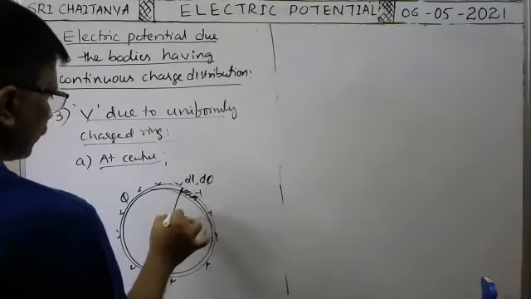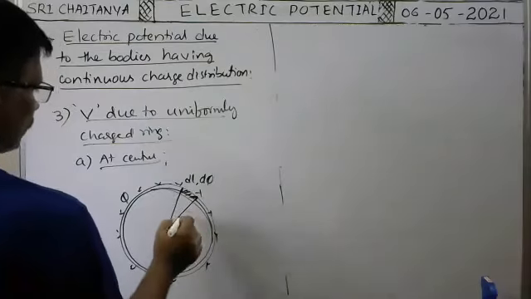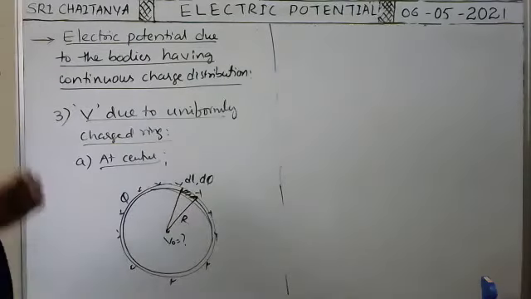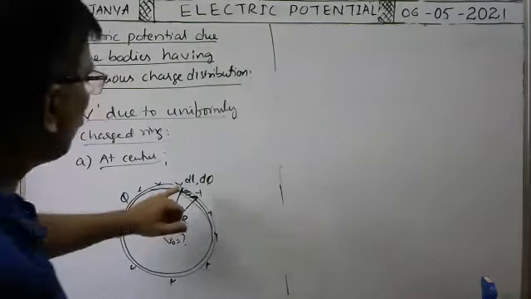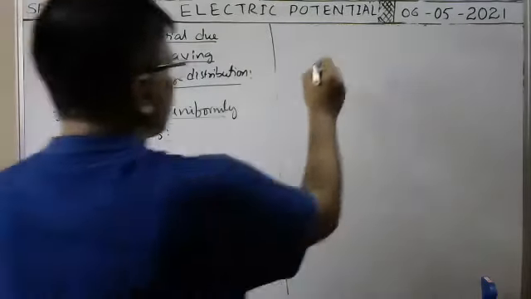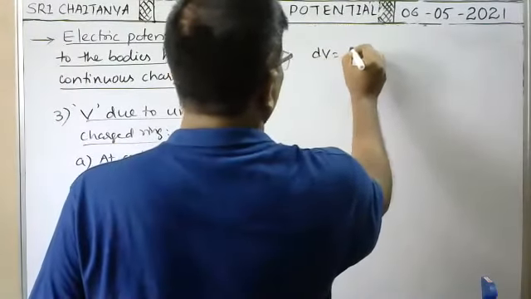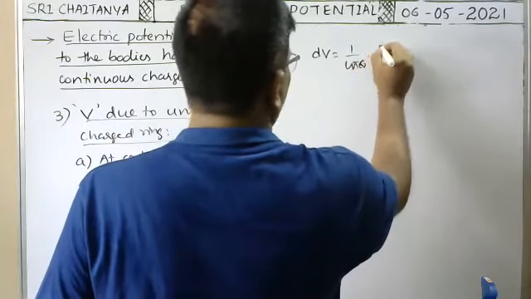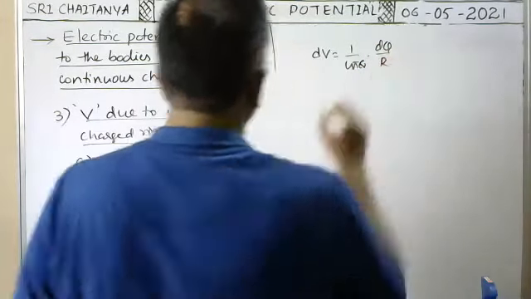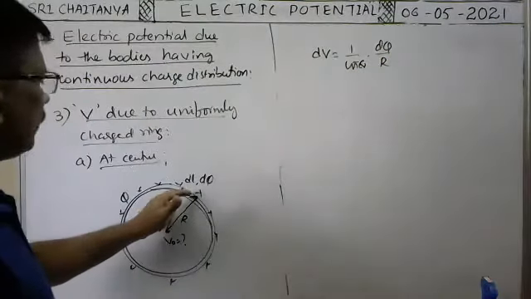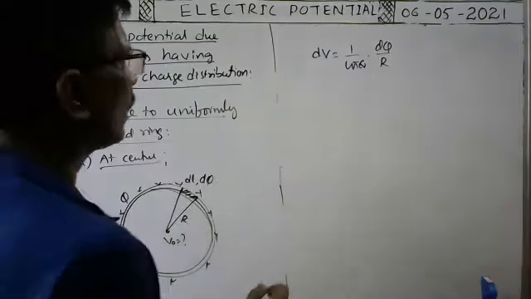Then due to this element at this point, what is the potential? Suppose the radius of the ring is R. Then due to the small element at this point, the potential is dV. dV is equal to 1 by 4 pi epsilon naught into charge of the element by distance of the center from the element, that is equal to the radius of the ring.